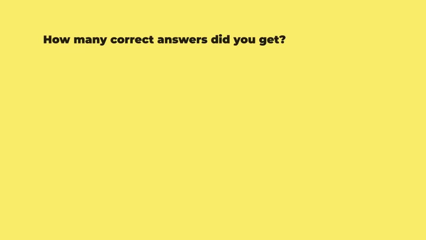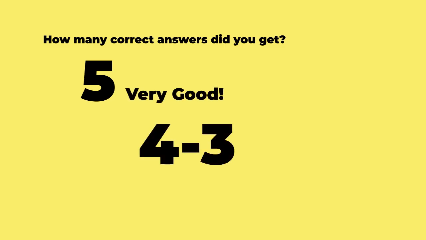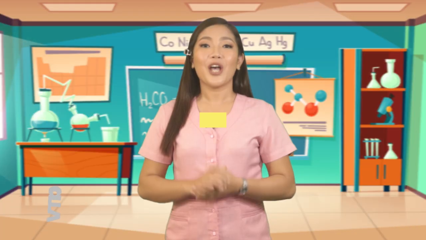How many correct answers did you get? 5, very good. 4 or 3, good. 2 and below, study more. Congratulations, children, for finishing up the activities. Today, you'll learn to describe the structure and function of the parts of the respiratory system.